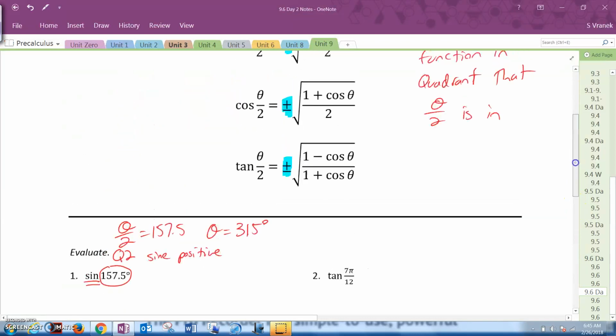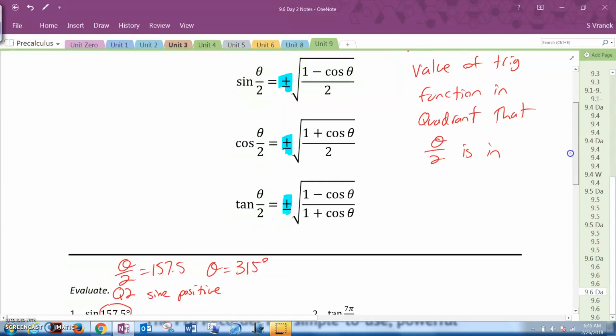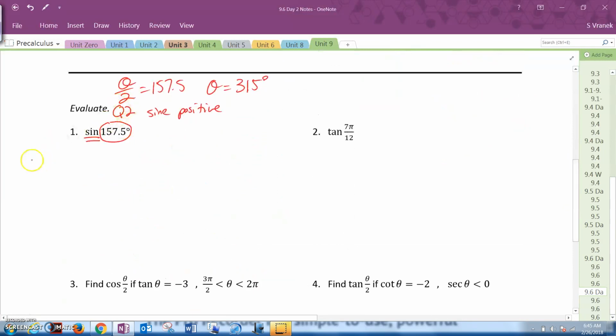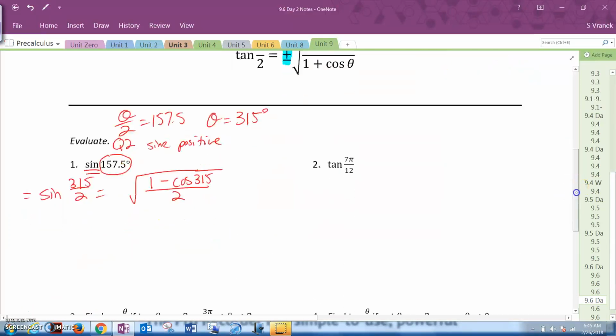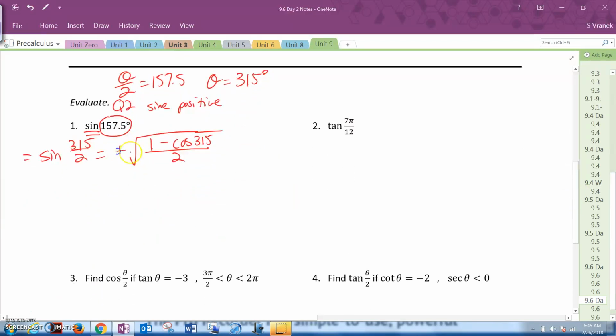Now we go up to the top and see that sine of theta over 2 is the radical of 1 minus cosine over 2. So we get the sine of 315 over 2, which gives us the radical of 1 minus cosine of 315 over 2. Okay, so now we simplify this. And notice how I have a plus in front because we talked about that 157.5 is in quadrant 2 where sine is positive. So if I fix this, I get 1 minus, this becomes root 2 over 2 because it's quadrant 4, all over 2.